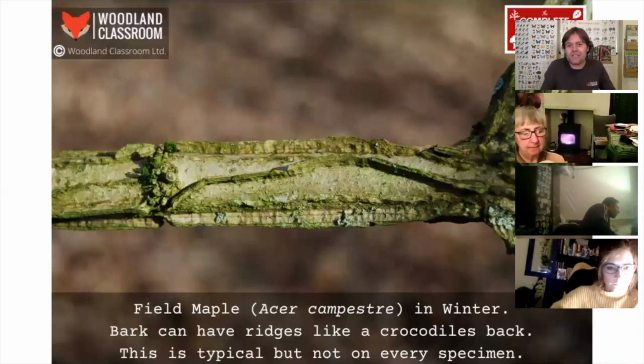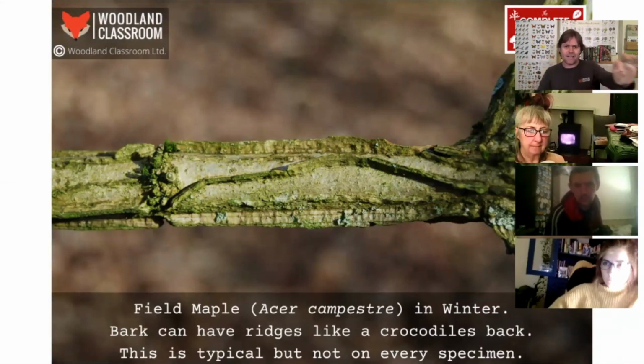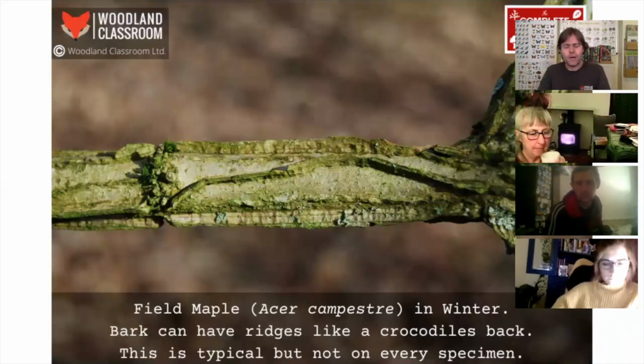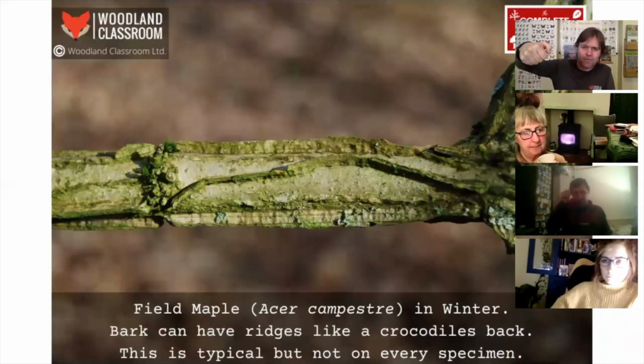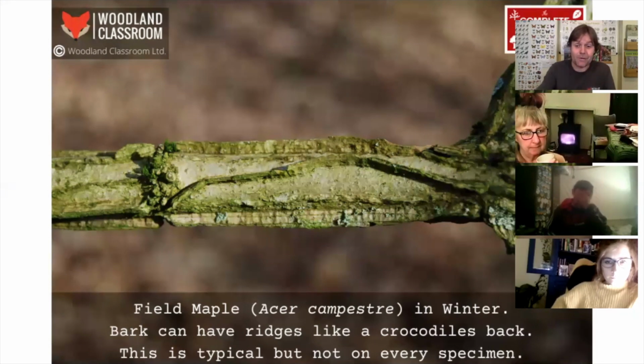Here's something that's really interesting on field maple, getting to look at the bark. This is really distinctive. It's what I call a crocodile's back. And hopefully you can see what I mean by looking at the picture there. This is a kind of semi-mature branch of the field maple. And you can see these ridges, which are raised up. They're actually quite squashy if you dig your thumb into them. There's not a lot of strength to them. But think of a crocodile's back. And if you're seeing that feature there, you've got field maple. So look out for that.